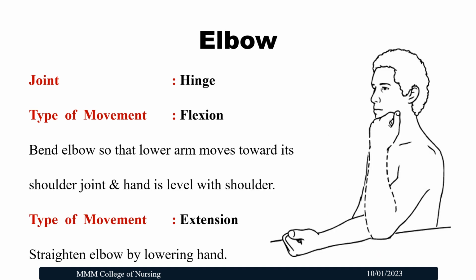Elbow is made up of hinge joint. The possible movement is flexion, that is bending the elbow so that the lower arm moves towards the shoulder joint and the hand is level with the shoulder. The extension movement is straightening the elbow by lowering the hand.